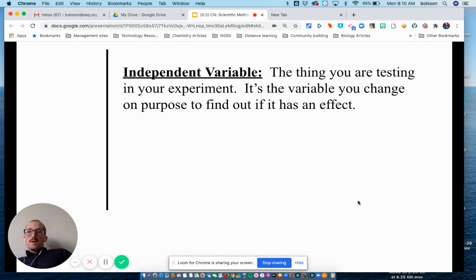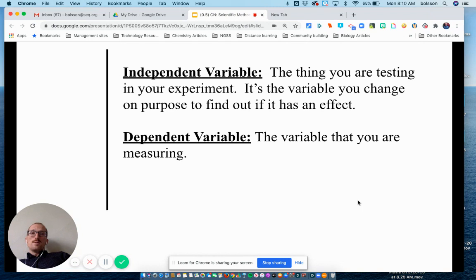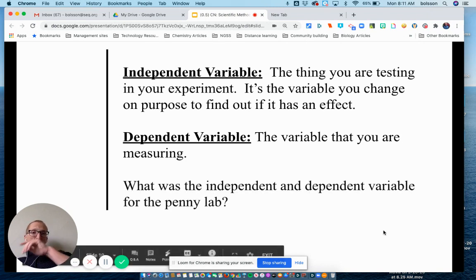So there are two main kinds of variables that I want to talk about here. An independent variable is the thing you are testing in your experiment. It's the variable you change on purpose to find out if it has an effect. The dependent variable is the variable that you are measuring in an experiment, okay? So we're going to try to think about these two in relationship with the penny drop experiment. So the independent, again, is the variable you're testing in an experiment to find out how it does something. And the dependent is the variable you're measuring. So what do you think the independent variable and the dependent variable are for the penny lab?